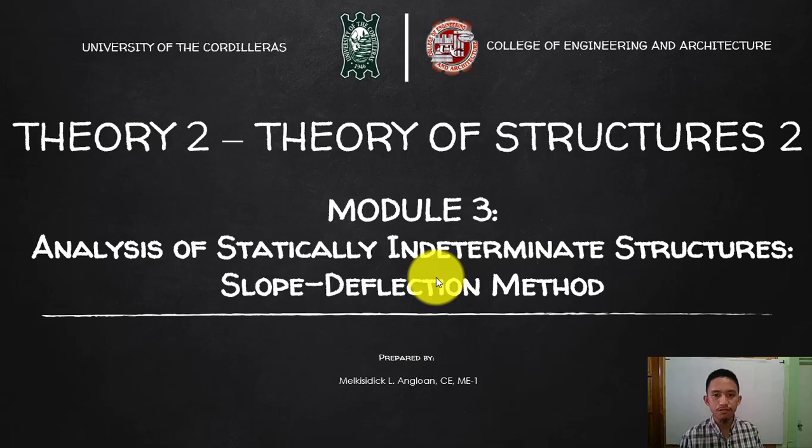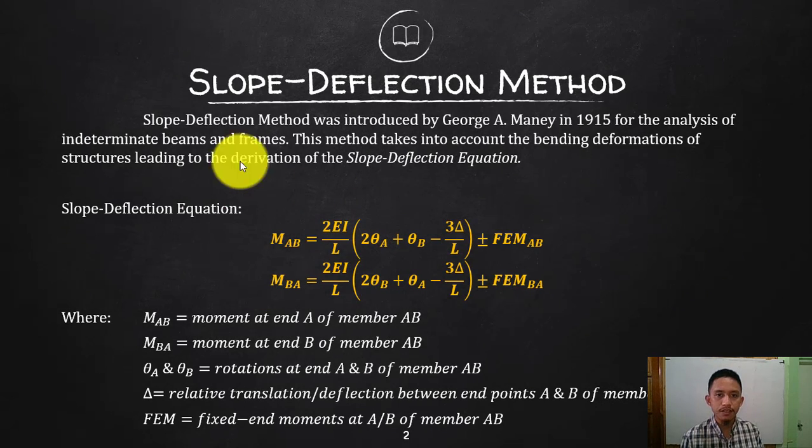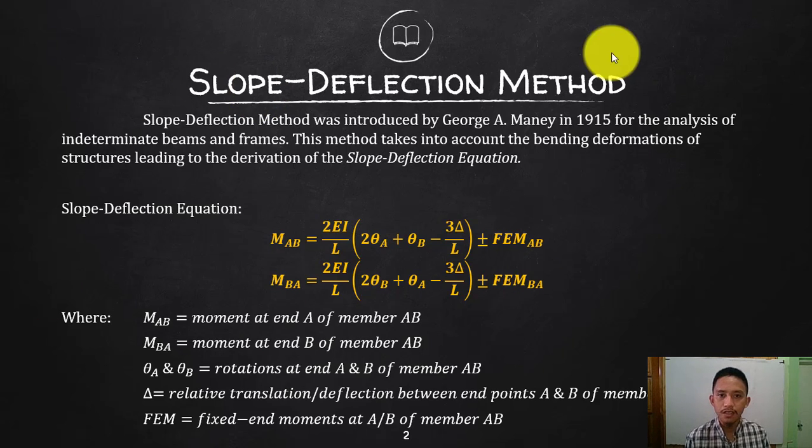Okay, so slope deflection method. So what is this slope deflection method? This is a method that is introduced by George A. Maney in 1915 for the analysis of indeterminate beams and frames. Okay, so this method is only applicable for analysis of indeterminate beams and indeterminate frames only. Okay, so we will not be dealing here with your trusses. So this method takes into account the bending deformations of structure leading to the derivation of the slope deflection equation.